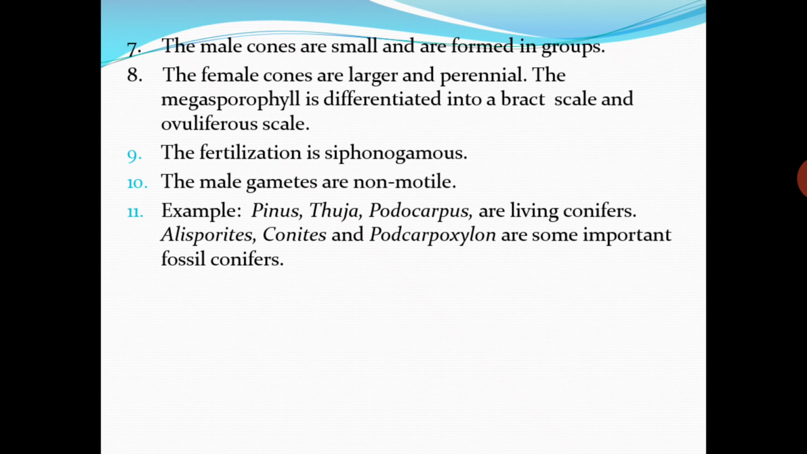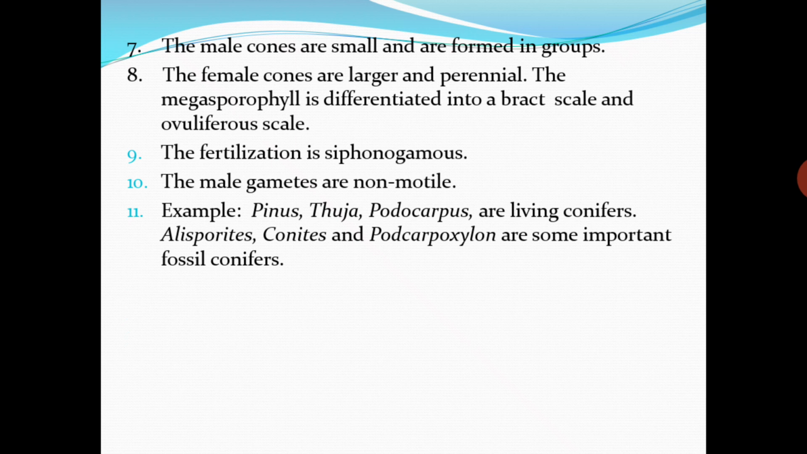The female cones are large and perennial. The megasporophyll is large and differentiated into a bract scale and an ovuliferous scale. The fertilization is siphonogamous, that is, fertilization occurs by pollen tube formation. The male gametes are non-motile.